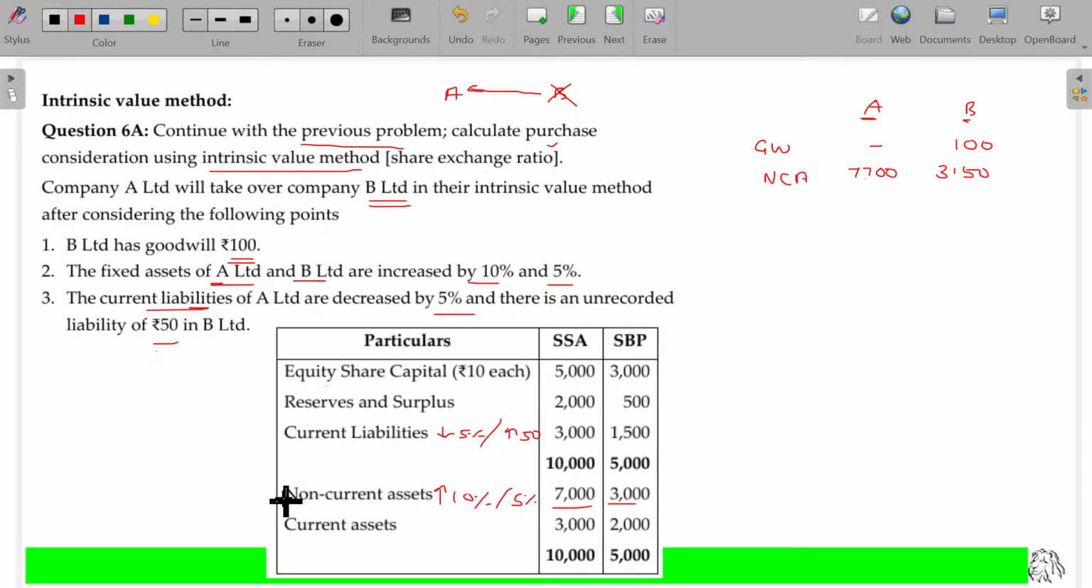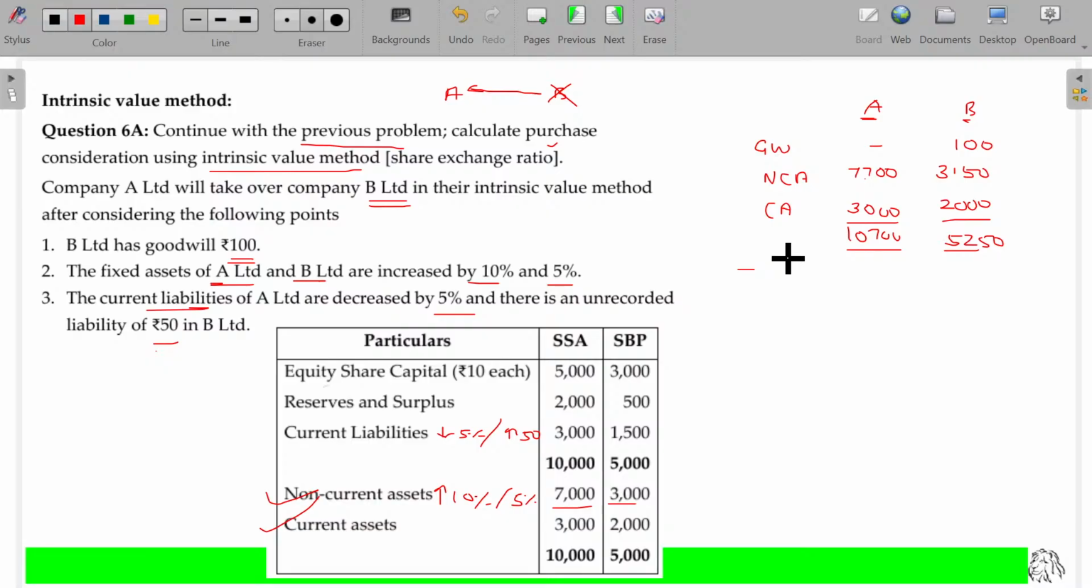Nothing is stated with respect to the current assets. So we assume the book value will be equal to the realizable value. So I'll take it as it is, 3,000 and 2,000. Now the total of the assets being 10,700, 5,250. Now I have to subtract the liabilities.